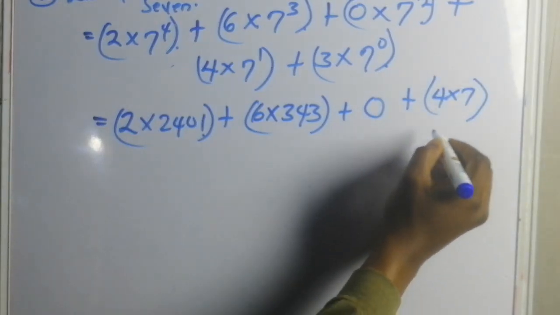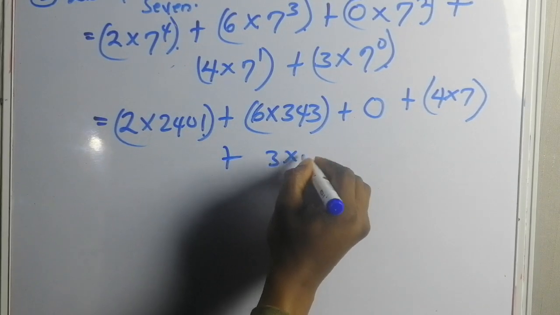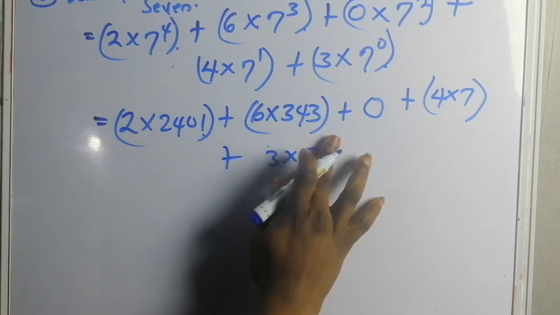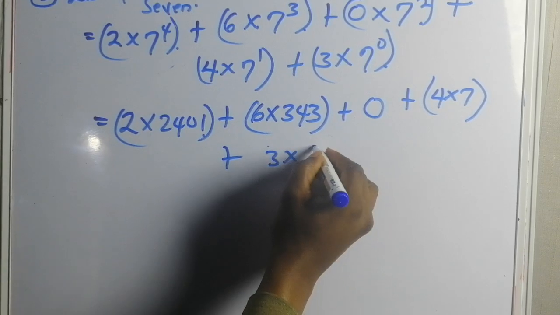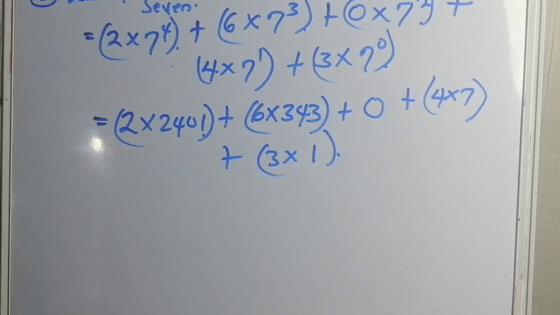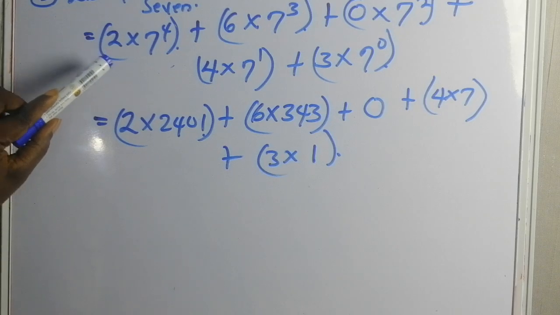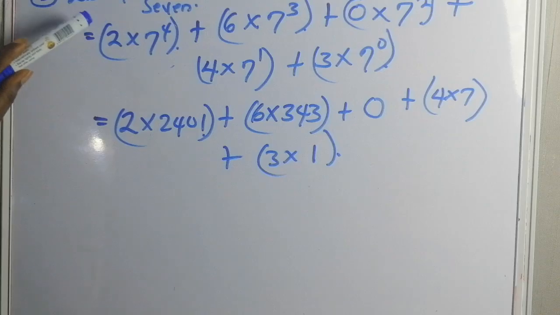Then we also have the plus 3 plus 7 raised to power what? Anything raised to power 0 is what? Is 1. We've mentioned that often and often, so that is not new to us. So what we just need to do here, for us to get our value in base 10, is that we've been able to expand this particular number to the power of their bases.